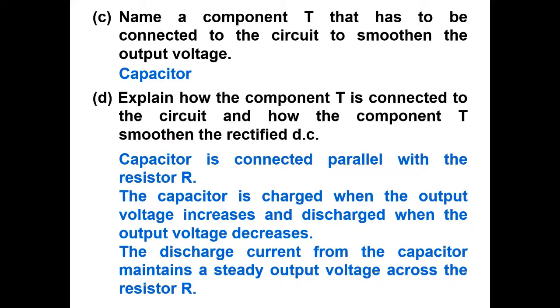And then how the component smoothens the rectified DC: the capacitor is charged. You need to explain the capacitor is charging when the voltage is increasing, or the forward peak just now, and then discharges when the output voltage is lower or decreasing. So you need to mention charging and discharging, or storing the energy and supplying the energy. The discharge current from the capacitor will maintain a steady output voltage across the resistor.